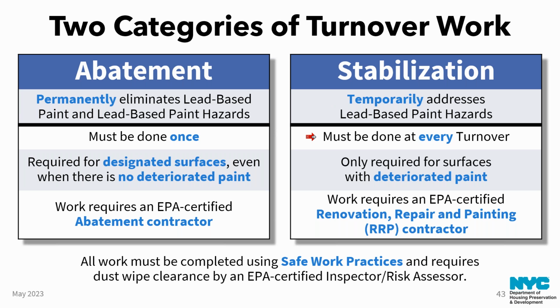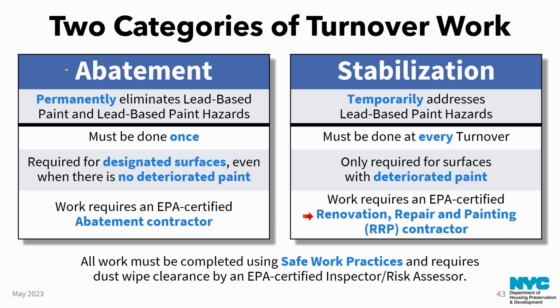So this work has to be done every time an apartment changes tenancy. And this is only required for surfaces with deteriorated paint. It requires what's called an RRP license from the EPA, renovation, repair, and painting.